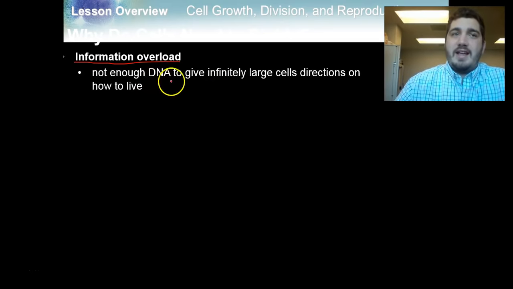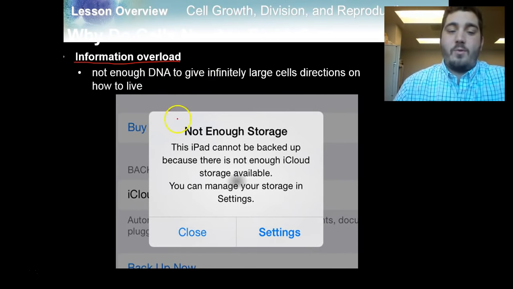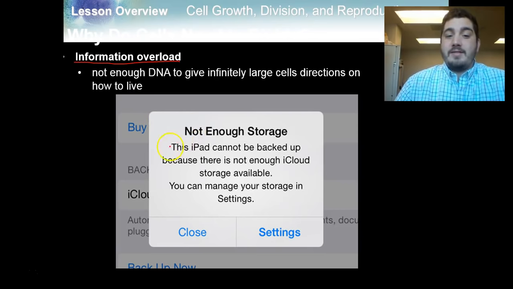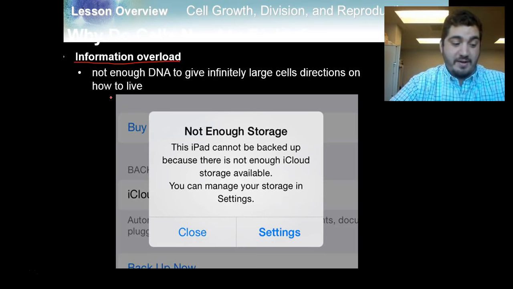There's not enough DNA to give cells all the information they need to live, right? Think about this, like when you take way too many pictures and have too many apps on your iPad, right? There's not enough space, there's not enough storage in the memory of your iPad. Same thing, right? If your cells got too big, just like you had too many apps and pictures and songs on your iPad, you wouldn't have enough storage.